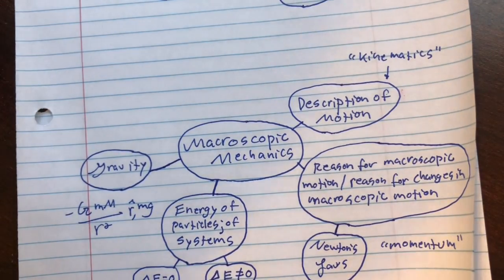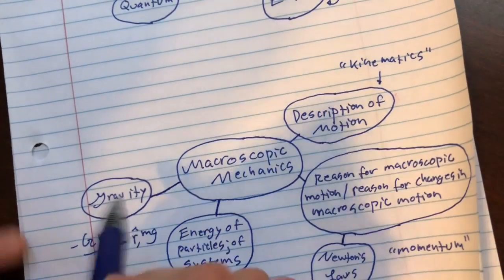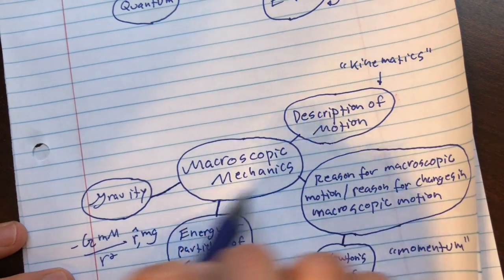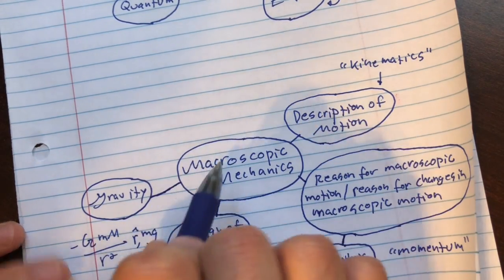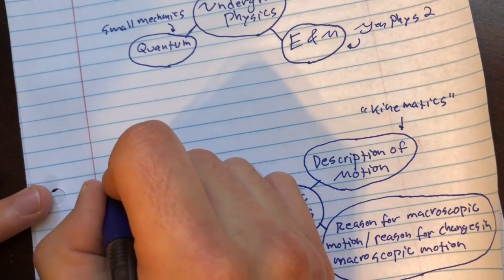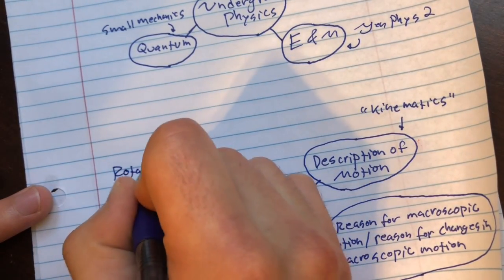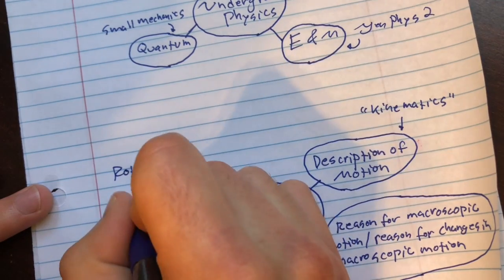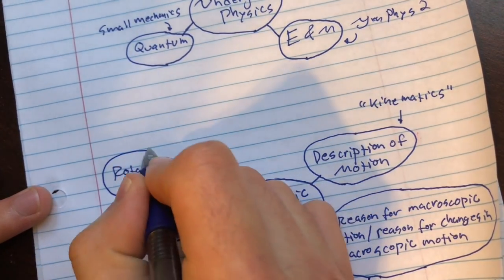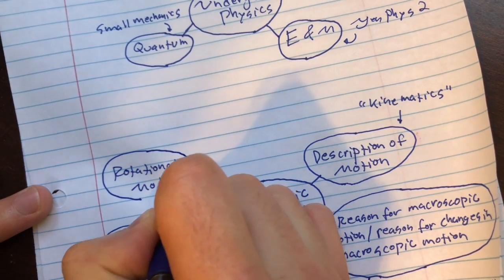The next realm for Gen Phys 1, as you start talking about gravity and things orbiting, things are going in this circular motion. So that is the next big realm that you're going to get into. So I'll say rotational motion. So do you guys see how all these areas start to build on each other?